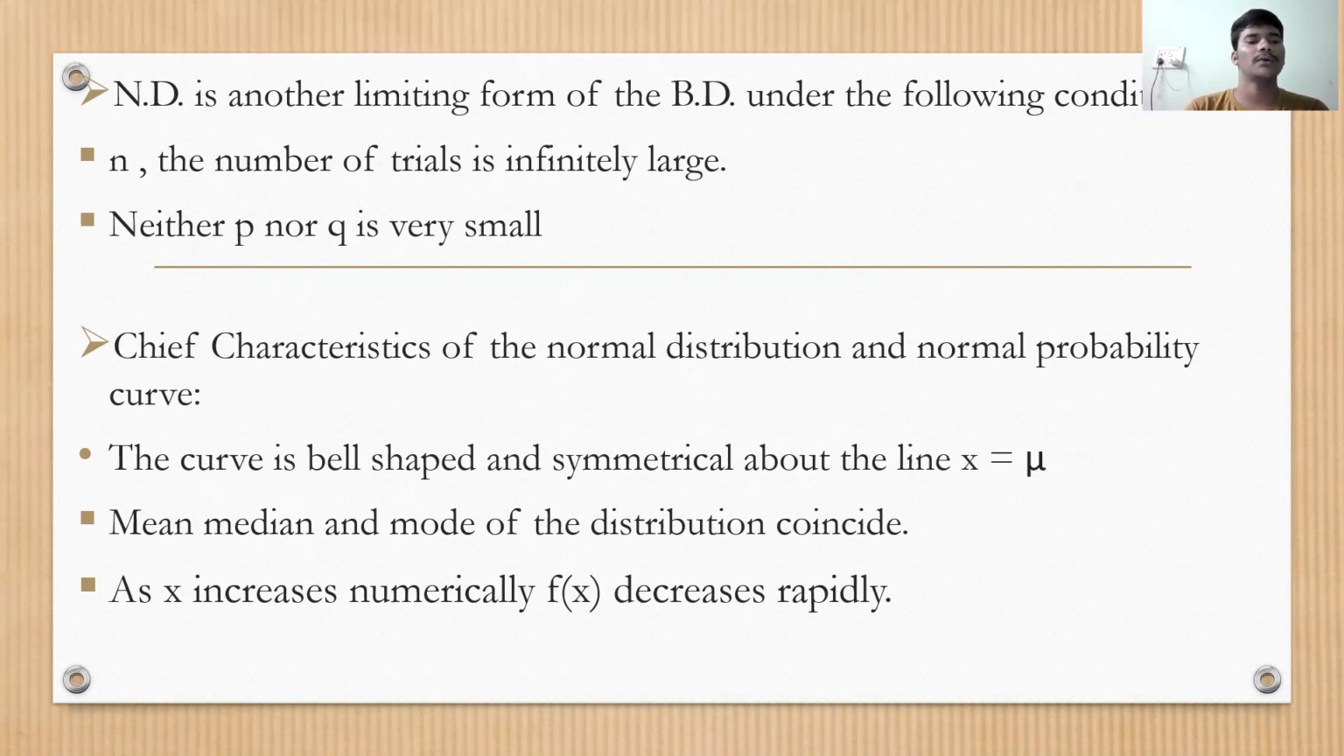Now, chief characteristics of the normal distribution and normal probability curve. The curve is bell-shaped and symmetrical about the line x equal to mu. The line equation is x equal to mu.